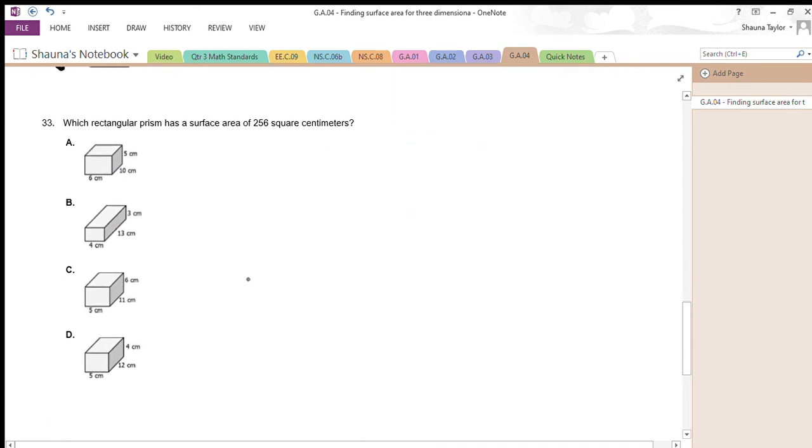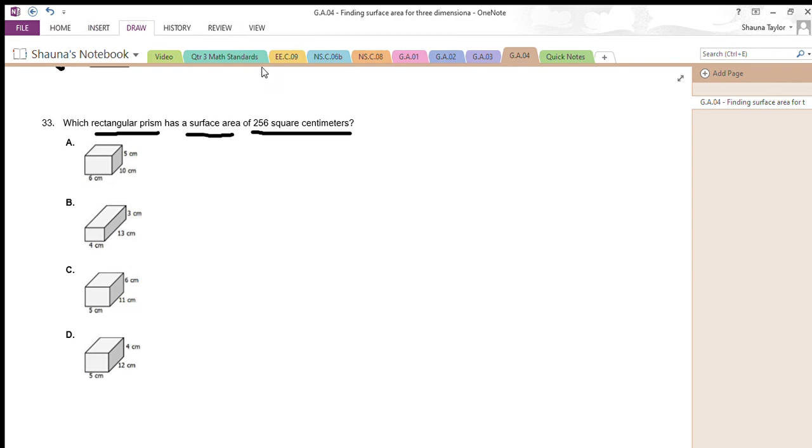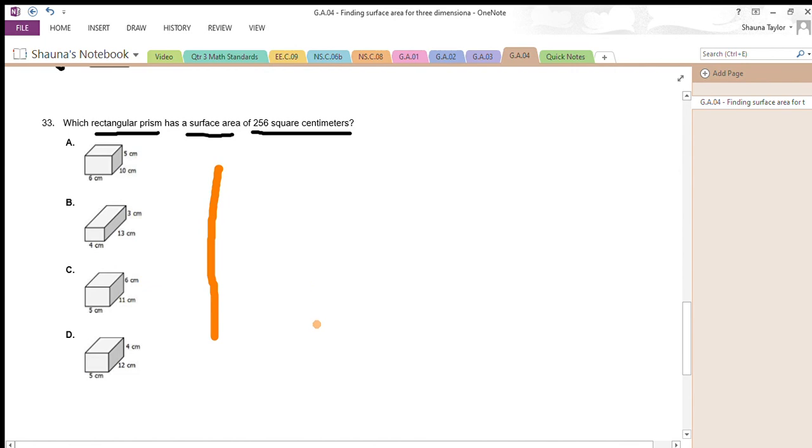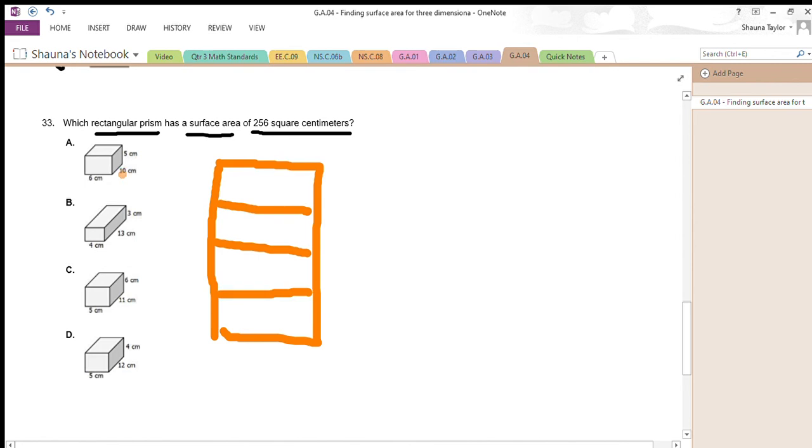Okay, next problem. It says, which rectangular prism has a surface area of 256 square centimeters? So you're going to have to go through all of these and figure it out. Sometimes some problems are just like that. So look at this. This is a 6, that's a 10, that's a 3. They're all different answers. I don't see any cubes. So what I would do is draw my shape. 1, 2, 3, 4. I'm going to start with the first one. And so it has this little flap right here.